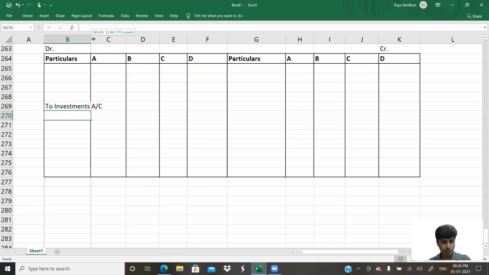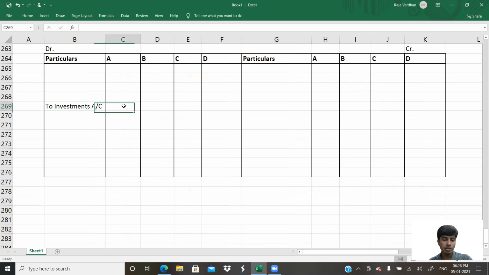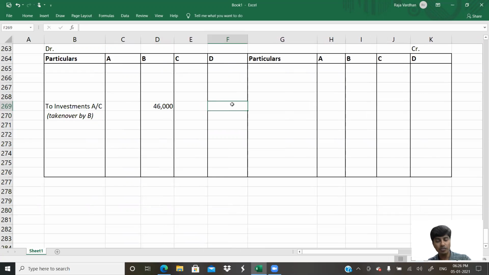Two investments accounts. Why is this investments account debit? So why is this investments account written here? Being asset taken over by partner. Taken over by B. How much? 46,000. How did I get 46,000? They've clearly mentioned in the question that he takes it over at 46,000. That's the reason we revalued it from 42,000 to 46,000.